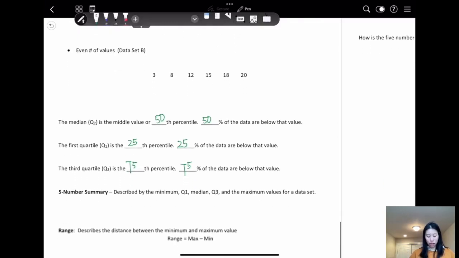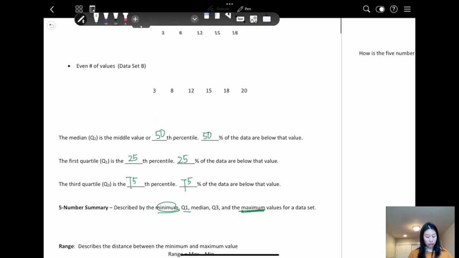So we have the five number summary, which describes the minimum, Q1, which is the 25th percentile, the median, which is the 50th percentile, Q3, and the maximum value of the data set.